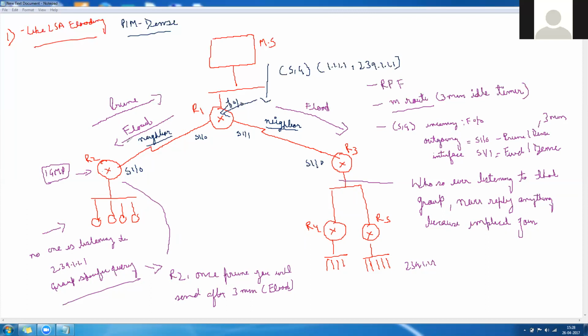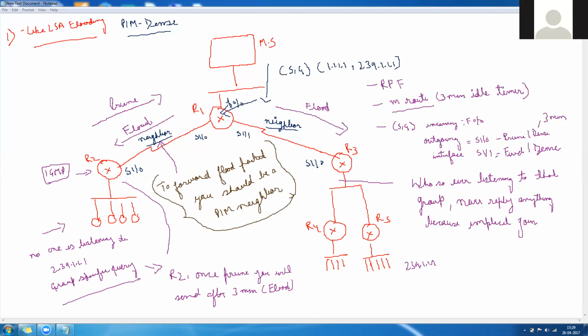Okay. So to forward a flood packet, you should be a PIM neighbor. First of all, that is my point. To forward a flood packet, you should be a PIM neighbor. This is like the first variant so that you understand. See, these points you have to understand.